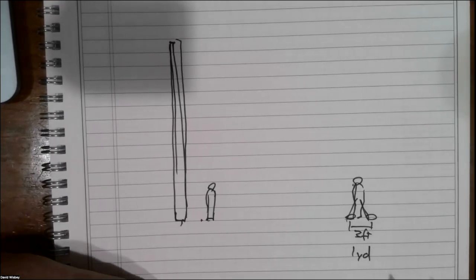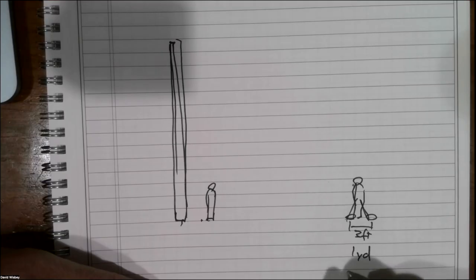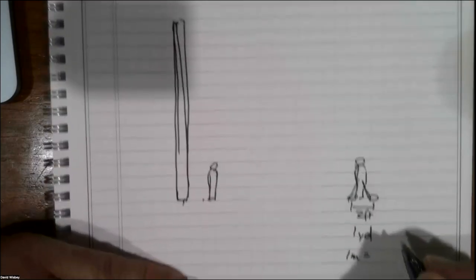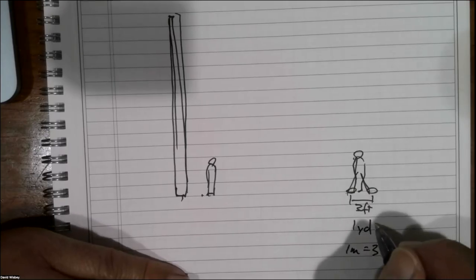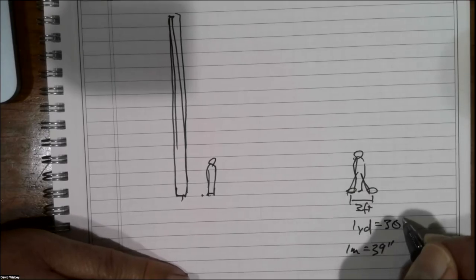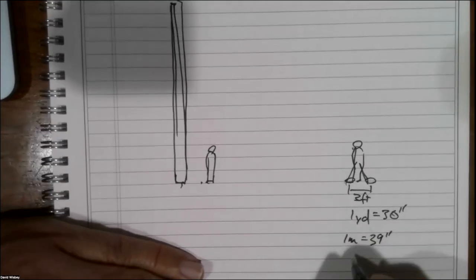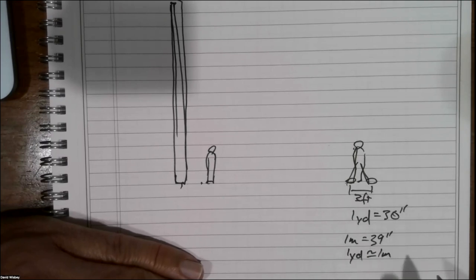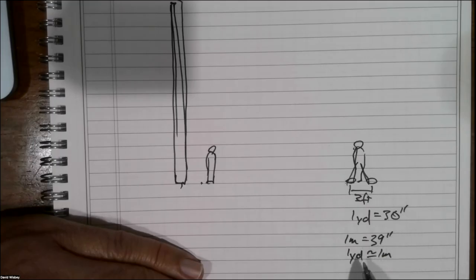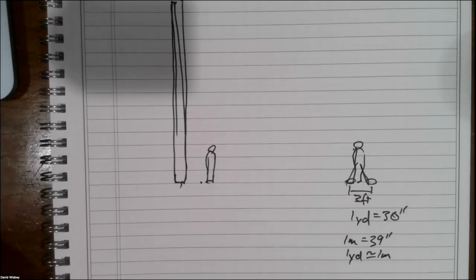Usually in physics we want to do everything in meters, and there's a lot of reasons for that. Now, it turns out that basically 1 meter is 39 inches, and 1 yard equals 36 inches. So what we're going to do is say 1 yard is roughly equivalent to 1 meter. That's a handy conversion that I like to do. 1 yard equals 1 meter.